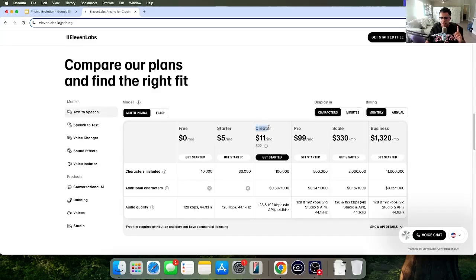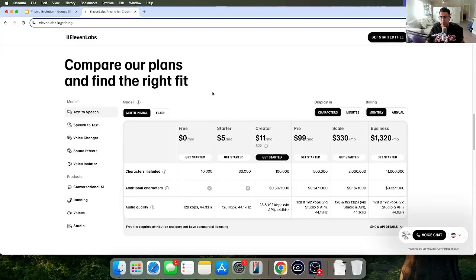Regardless, if you are on this creator plan, and you bought 100,000 characters or credits, which is 1:1 in their case, you can buy more credits for basically $0.3 per 1,000 credits. All right. And then if you bought 500,000, you can buy more credits at $0.24, more 1,000 credit bundles. So all we are saying is for another quarter, you can buy another minute of audio.